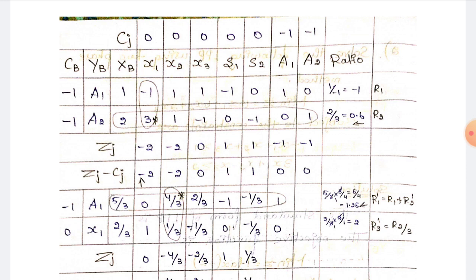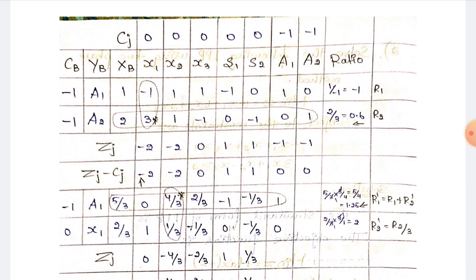In the next table you have to write A1 and X1. The A1 coefficient is minus 1, and the X1 coefficient is 0. First you have to change R2 dash. R2 dash will be R2 divided by 3. The intersection element 3 has to be changed into 1, so the whole row is divided by 3. So 2 divided by 3, 3 divided by 3 is 1, 1 divided by 3, minus 1 by 3, 0, minus 1 by 3, 0. A2 you have to omit because A2 is the leaving variable, so you omit the calculation for A2 also.